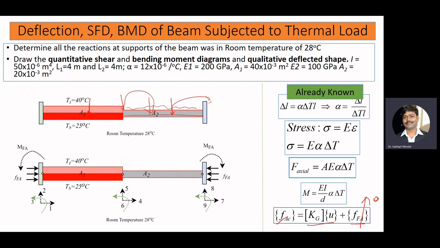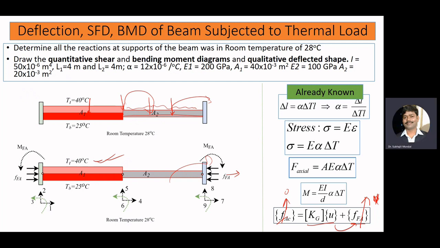So here, what we are going to do, you observe that there is no active force acting in the beam. So active force is 0, and due to the temperature rise, there will be axial force as well as bending moment. That is basically what we need to convert into the equivalent nodal forces, or other way you can say, the fixed end action.